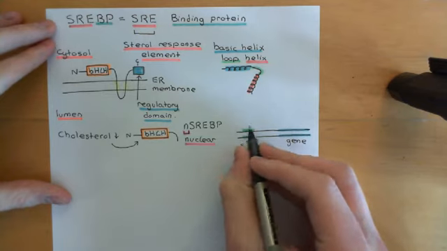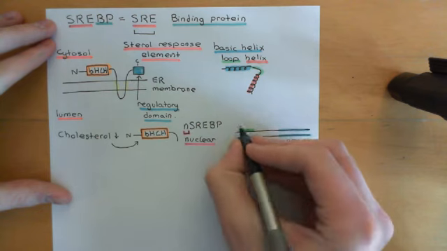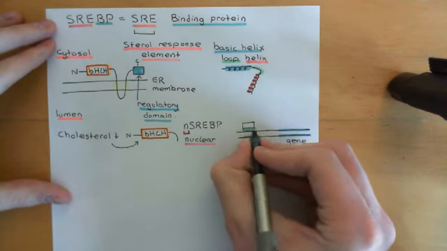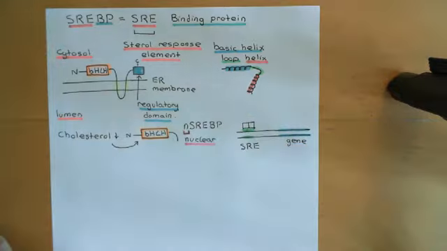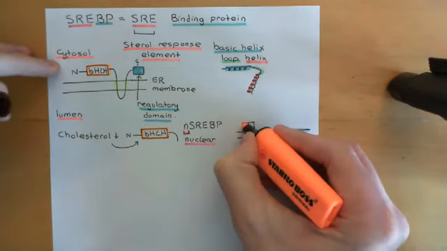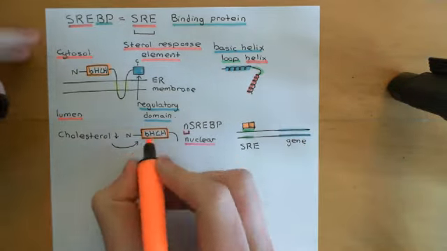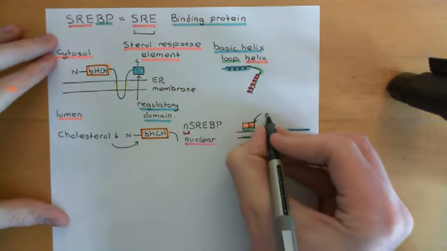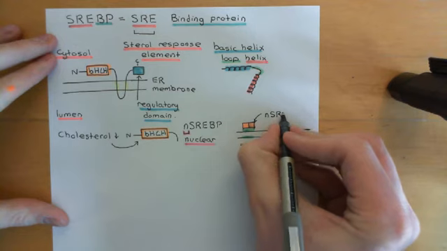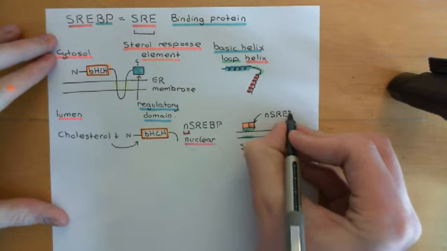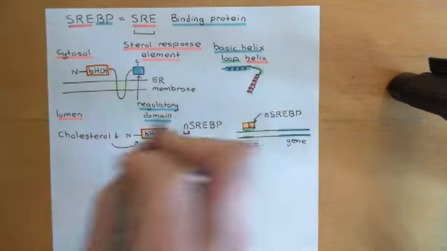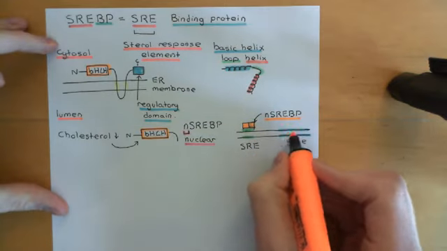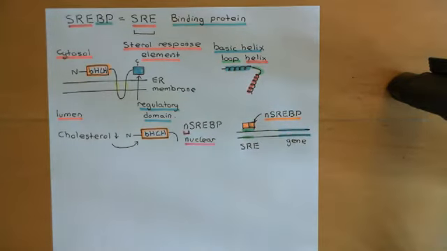And now what can happen is this dimer of nuclear SREBPs can bind to this sterol response element. So this is a dimer of these two portions here. Both of these are nuclear SREBPs, sterol response element binding proteins. And now what that will do is it will change the level of transcription of the downstream gene in some way.